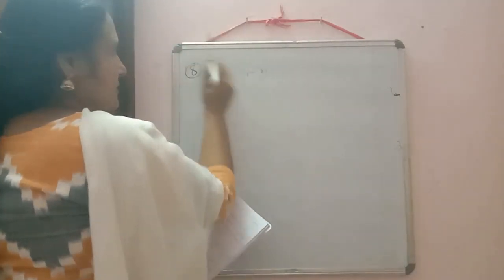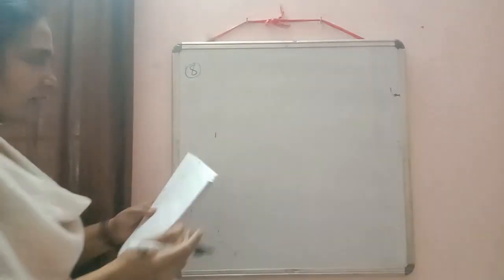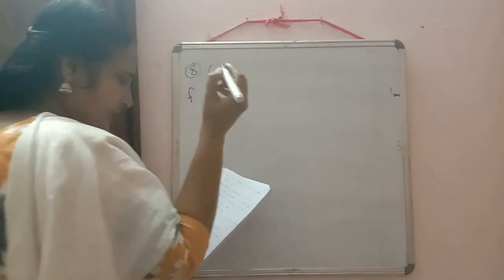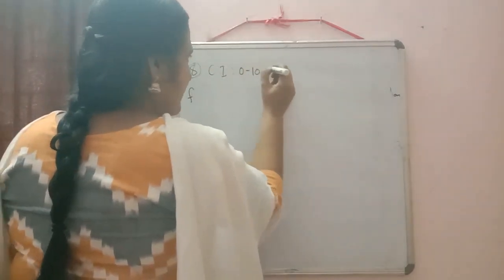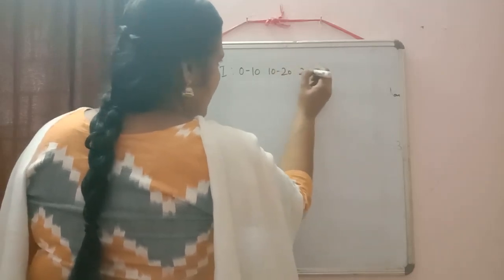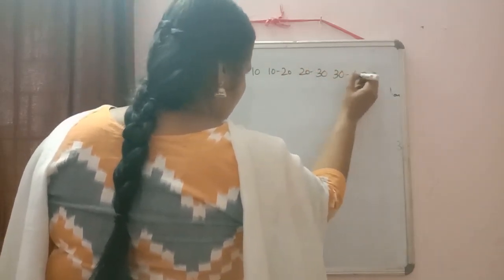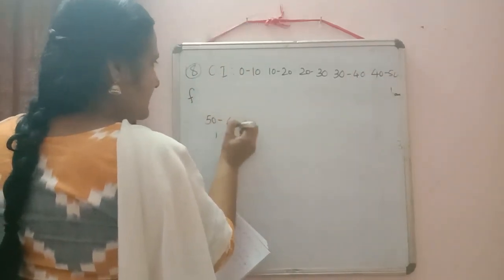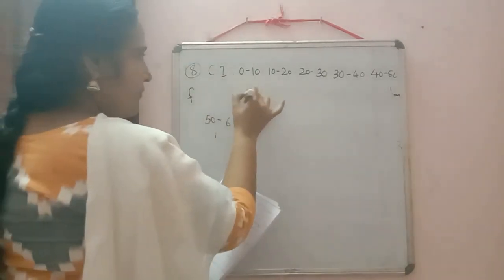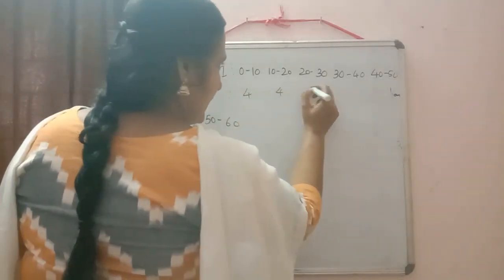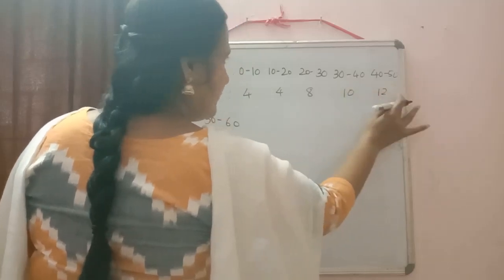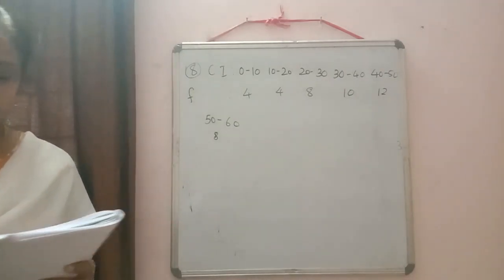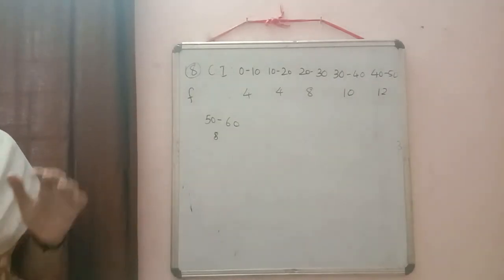Question number 8, write the model class. Class interval is given and frequency is also given. In class interval, write down 0 to 10, 10 to 20, 20 to 30, 30 to 40, 40 to 50, and last one is 50 to 60. And frequency is given: 4, 4, 8, 10, 12, 8. Now here they haven't asked to calculate the mode. They asked just to find out the model class.